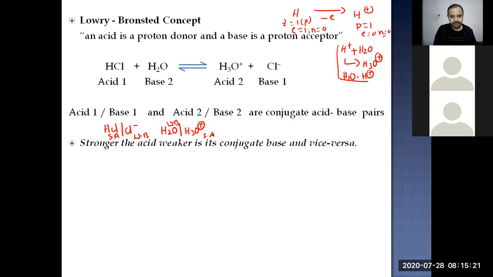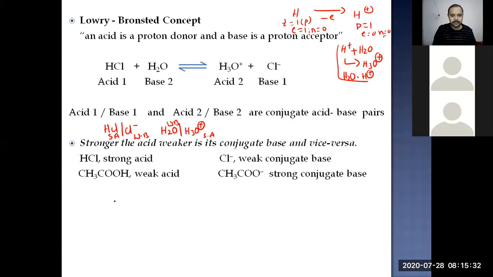Now we'll proceed. That's what I have shown here, no problem. Similarly, acetic acid is an organic acid. All organic acids are weak acids. You can generalize that. Its conjugate base is acetate ion. Acetate ion is therefore a strong base, a strong conjugate base. Okay. So now let's do some more exercise.